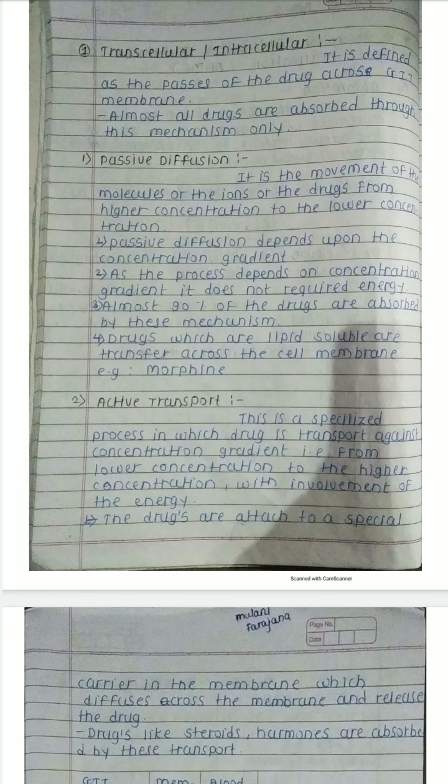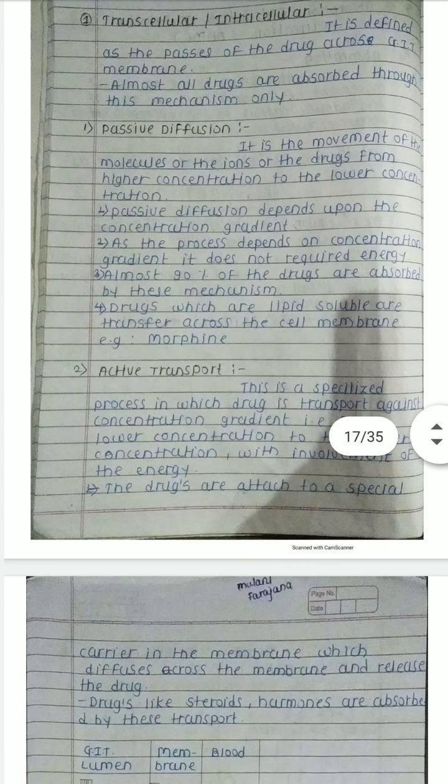Almost 90% of the drugs are absorbed by this mechanism. In this, lipid soluble drugs, which are very much soluble in lipids, will transfer across the cell membranes by this passive diffusion or intracellular mechanism, like morphine. As we know, your cell membrane is made up of lipids, that is phospholipids. So your drugs which are soluble in lipid will easily cross the cell membrane and enter into your systemic circulation.